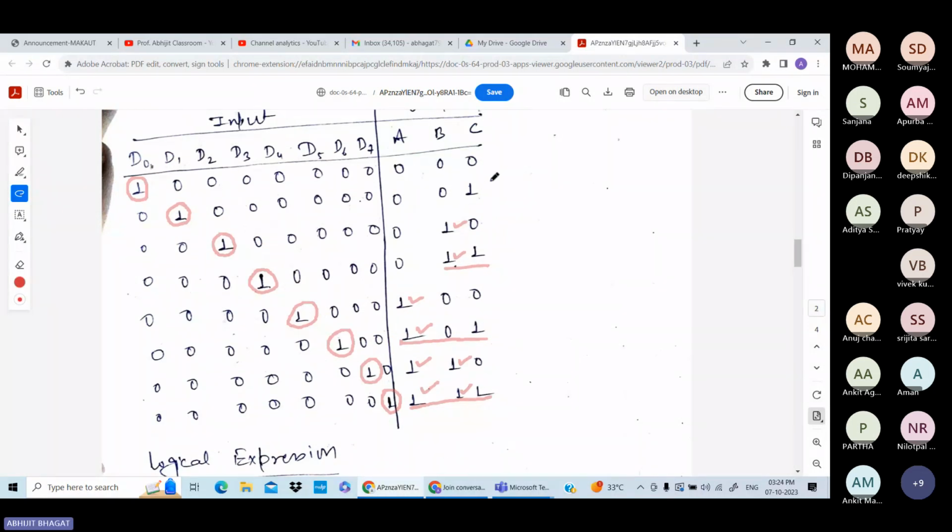Next will be same process. For C, where is it 1? At this position C is 1, this position C is 1, this position C is 1, at this position C is 1. Wait a second.